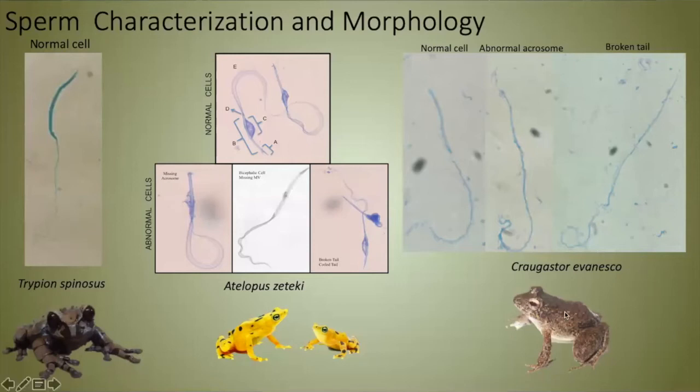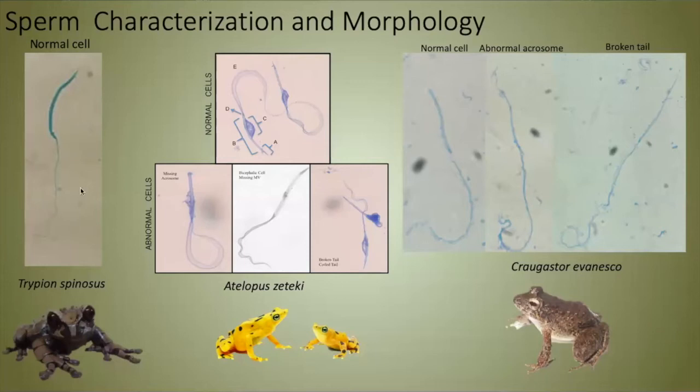And we have Craugastor evanesco, which is a terrestrial species. The female burrows the eggs in the sand, and the male will urinate on top of the eggs. So for Tripion spinosus, we have a fairly big head and a single cell tail, single filament tail, sorry.